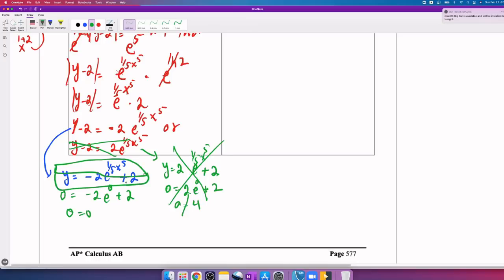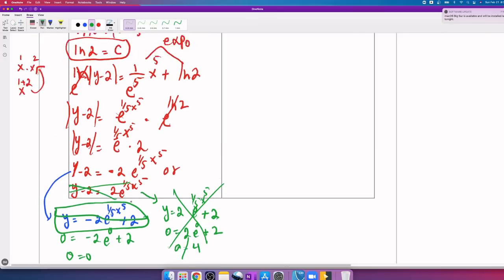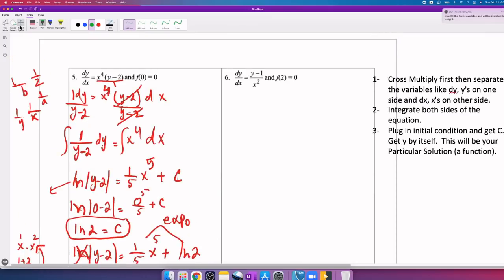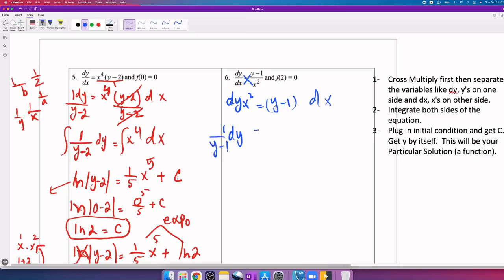Sorry. Okay. So now I have question number 6. Multiply first. So I got dy x squared equals y minus 1 dx. And that's very wrong. This one is y and it's on the dx side. This is x and that's on the y side. So I'm going to move them both around. I'm going to divide y minus 1 on both sides. So I got dy over y minus 1. In this one, I'm going to go 1 over x squared dx.